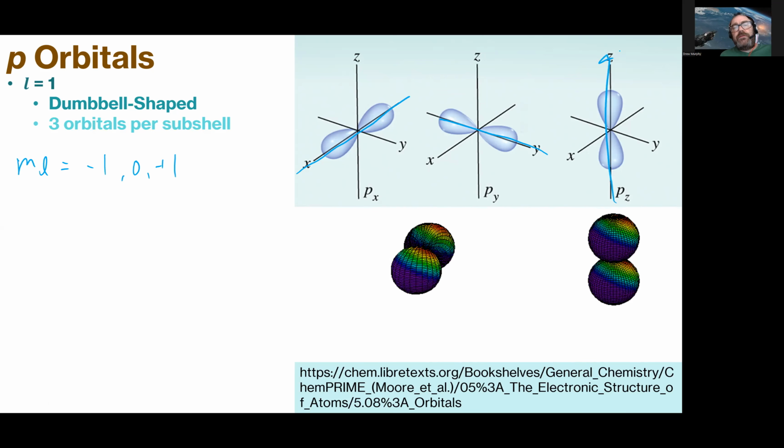They all have the same general shape. They look like that. We don't have to worry about px, py, pz, because just know there's 3 of them. They all have the same energy. They all have the same general shape because the shape depends on what the value of L is.